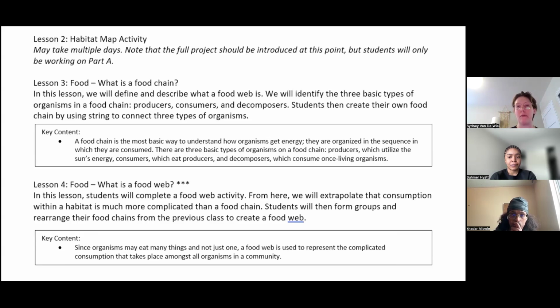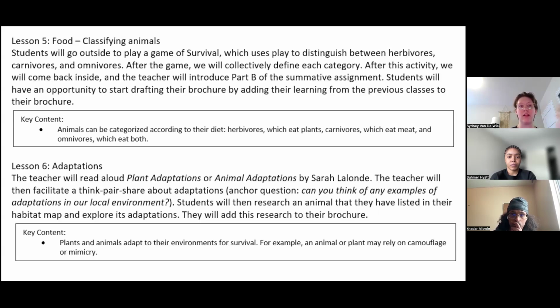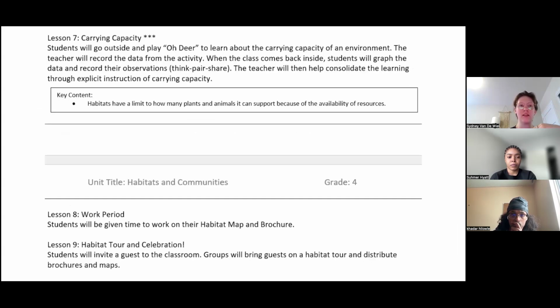Lesson 2 is the habitat map. So this is when they'll be doing part A of that cumulative task, and that may take multiple days. Lesson 3 is looking at food and food chains. Lesson 4 is food webs. Lesson 5 is classifying animals and organisms. Lesson 6 is adaptations, and I've included some read alouds potentially there as well. Lesson 7 is carrying capacity.